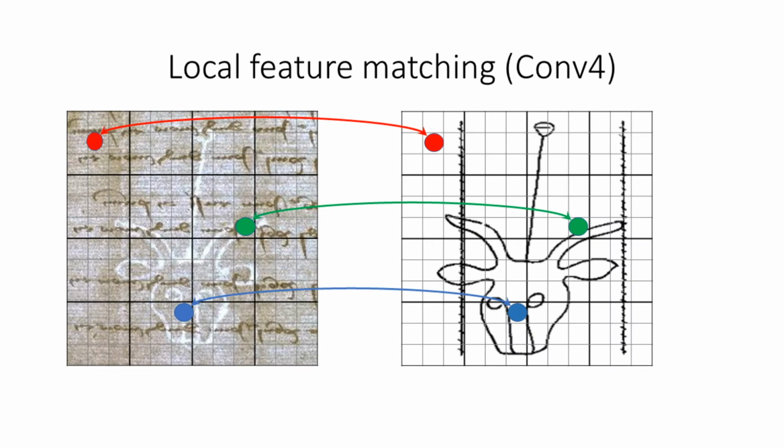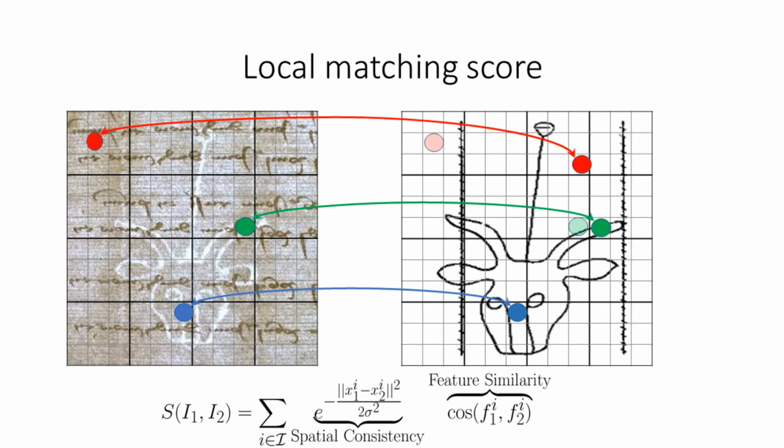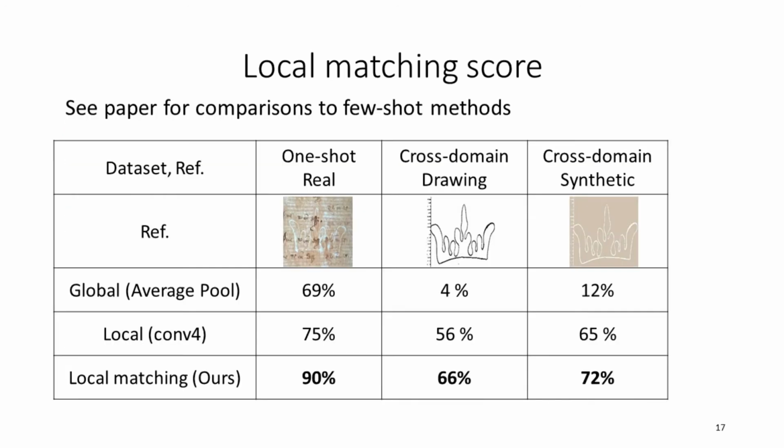As pairs are not exactly aligned, we considered allowing matching with the local features at other positions. Each local feature from the source image is matched densely in the target image, and only its best match is kept. We define a local matching score which considers for each local feature its similarity with its best match and the consistency of their spatial location. With our score, the accuracy can be largely improved on all three datasets. Note that we also compare to other few-shot methods, which can be found in our paper.